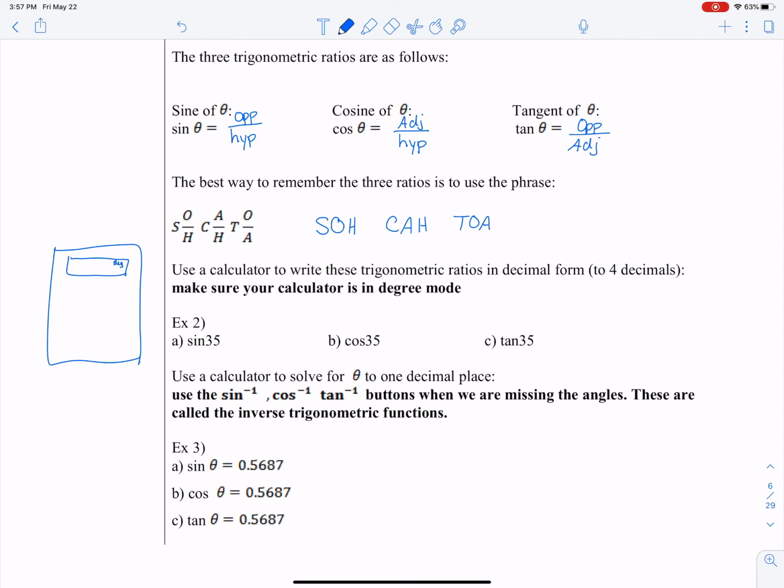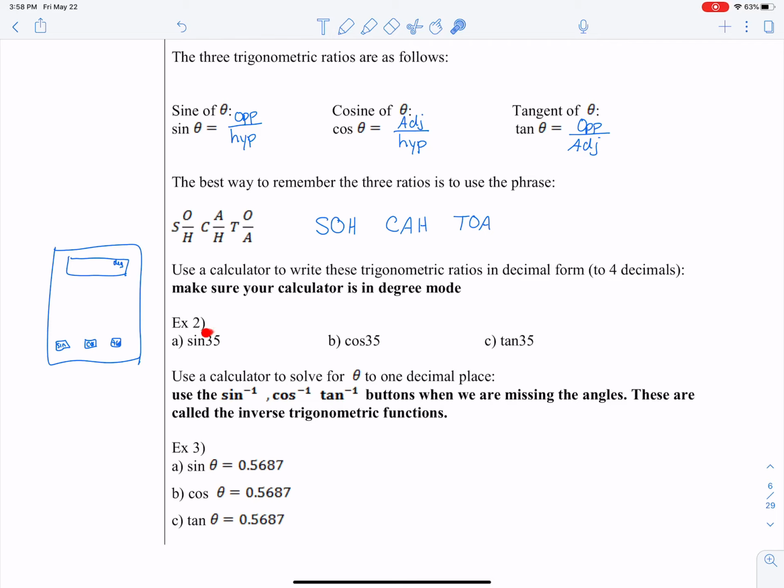Okay, so your calculator needs to be in degree mode, otherwise you're going to get wrong numbers for this. Now you need to be able to actually put this into your calculator. You should see separate buttons on your calculator that say sine, cos, and tan. They'll be in different places depending on the calculator that you have, but there's a button for each one.